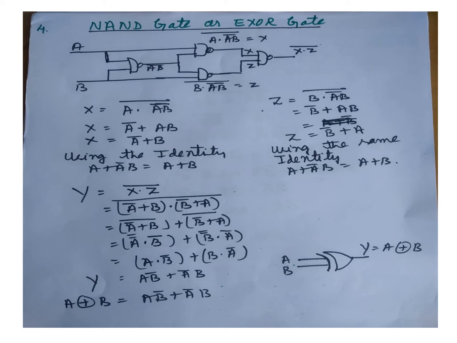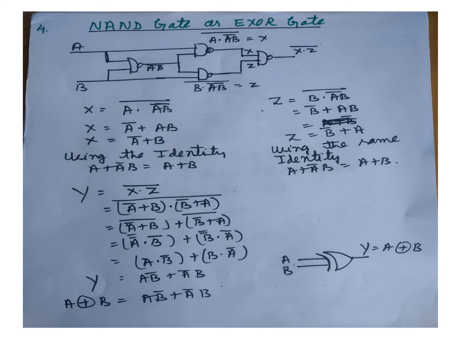So we have A complement plus AB complement double complement, which is nothing but the variable itself. So this can be written as X equal to A complement plus AB, which can be written as X equal to A complement plus B, using the identity A plus A complement B is equal to A plus B.